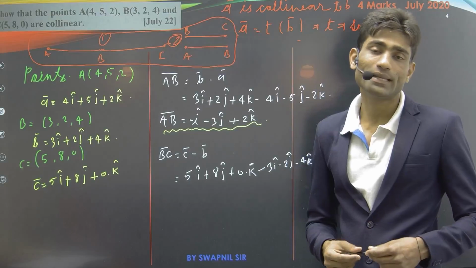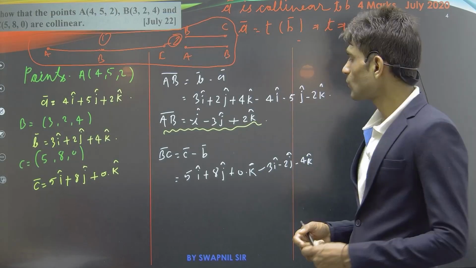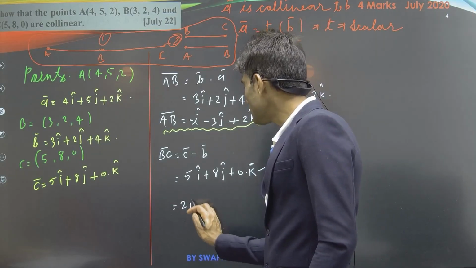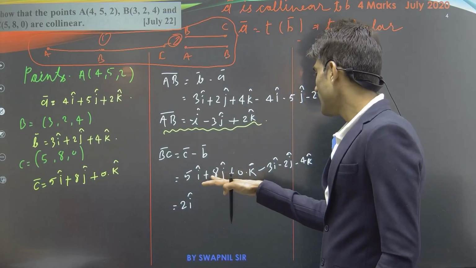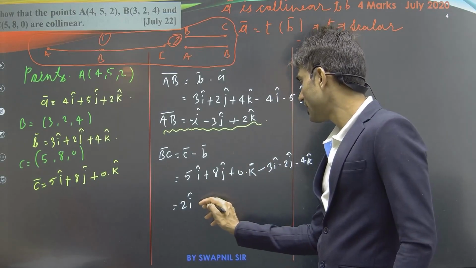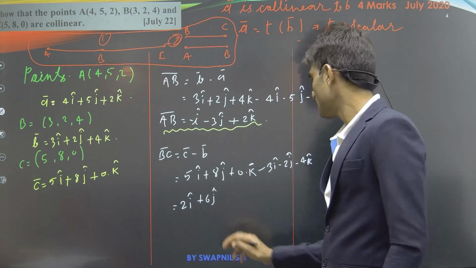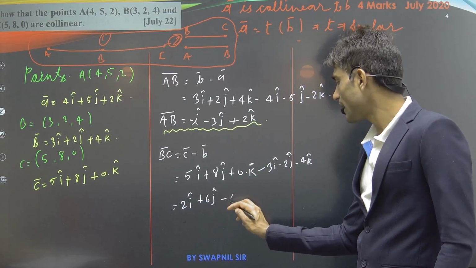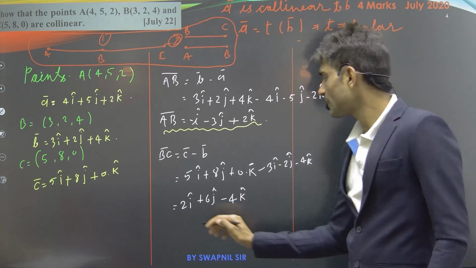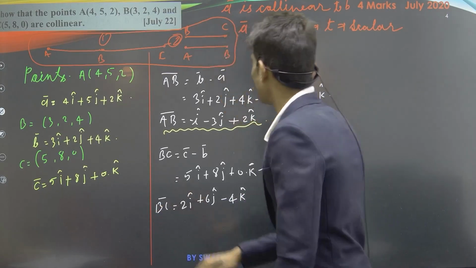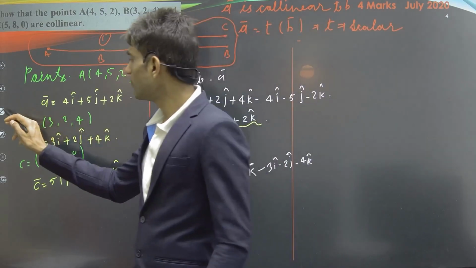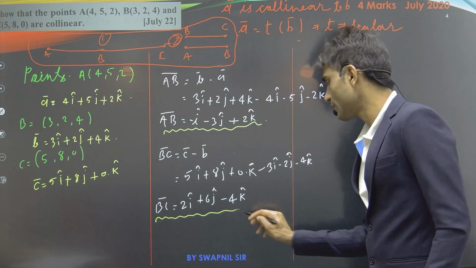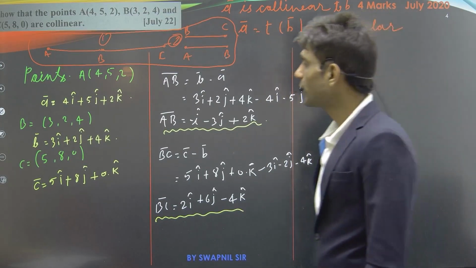Go for similar coefficient subtraction. 5 I cap minus 3 I cap, we write as 2 times I cap. 8 j cap minus 2 j cap, we write as plus 6 times j cap. 0 times k cap minus 4 k cap, we write as minus 4 times k cap. This is the value for vector BC bar. So I found the values for vector AB bar and vector BC bar here. These two vectors we have here.